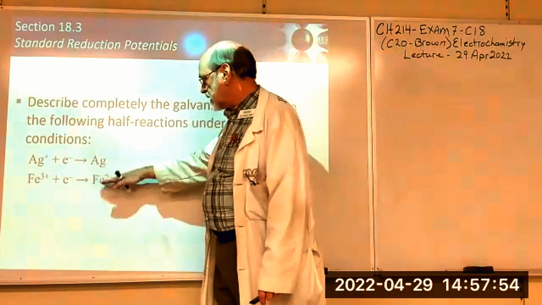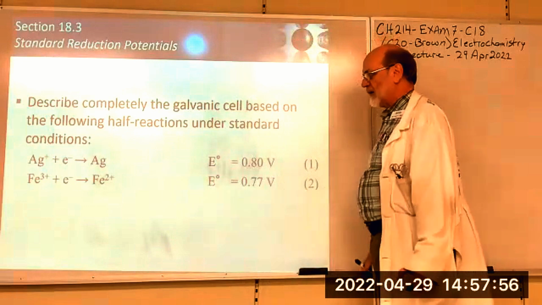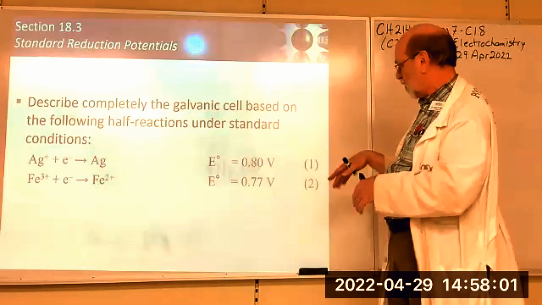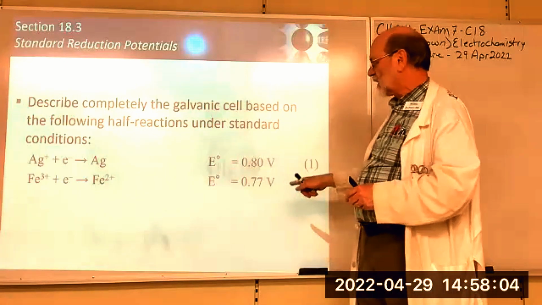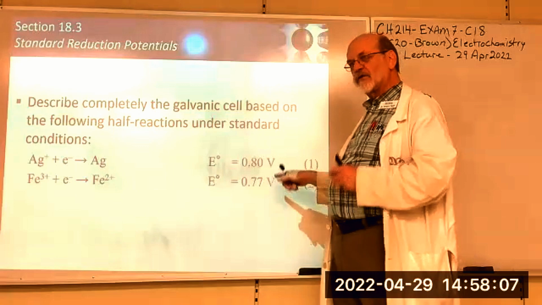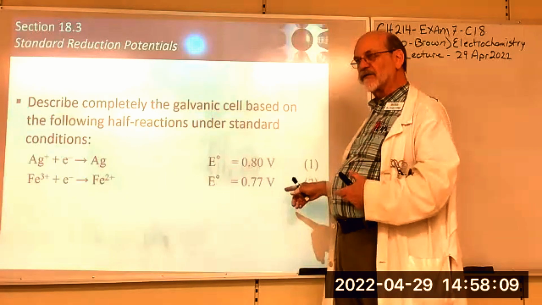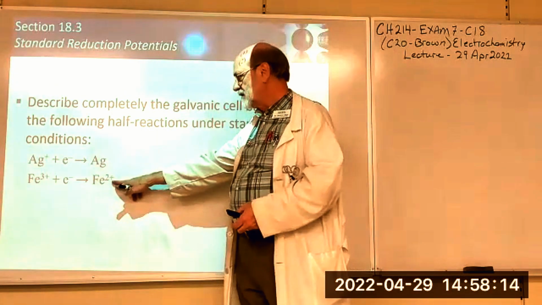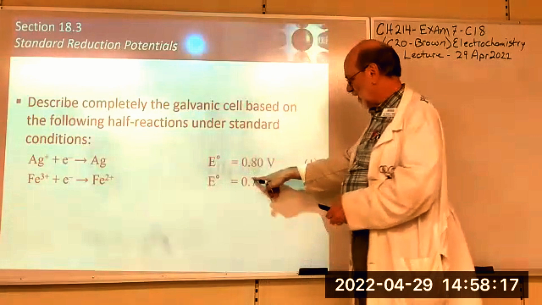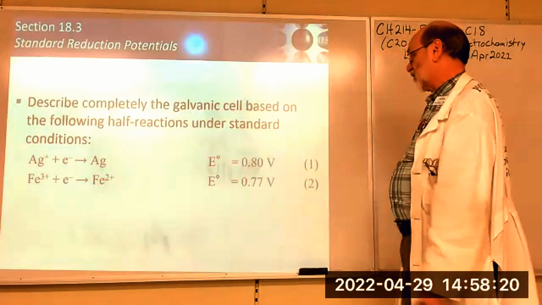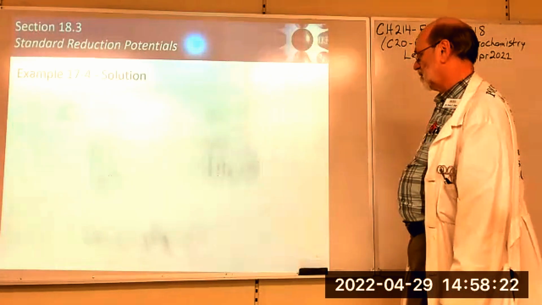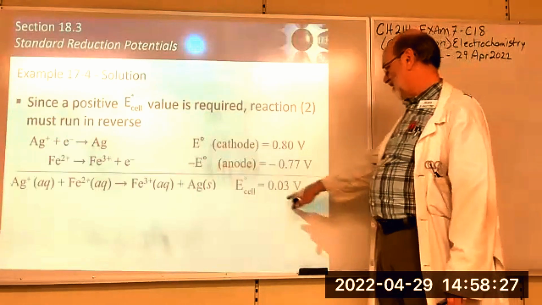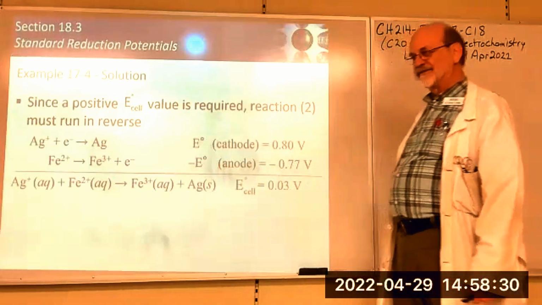Okay, so we got reduction here, reduction here. One of them is going to have to be flipped. If we don't have our table, we can't tell which one's above and which one's below. We look at these values. Which one can we flip? Both of them are positive. Which one can we make negative and still have a positive summation? This one. So that one will have to be the anode. And this is the cathode. So if we make that one negative, we don't get much of a voltage out of it. Get it? Right. 0.03 of a volt.